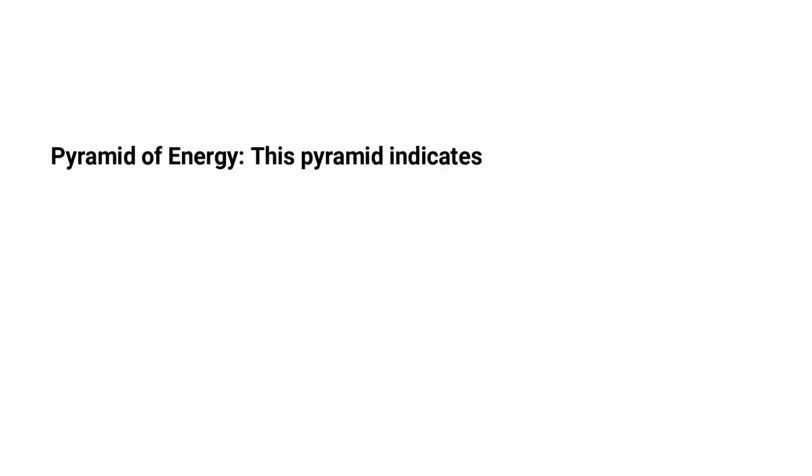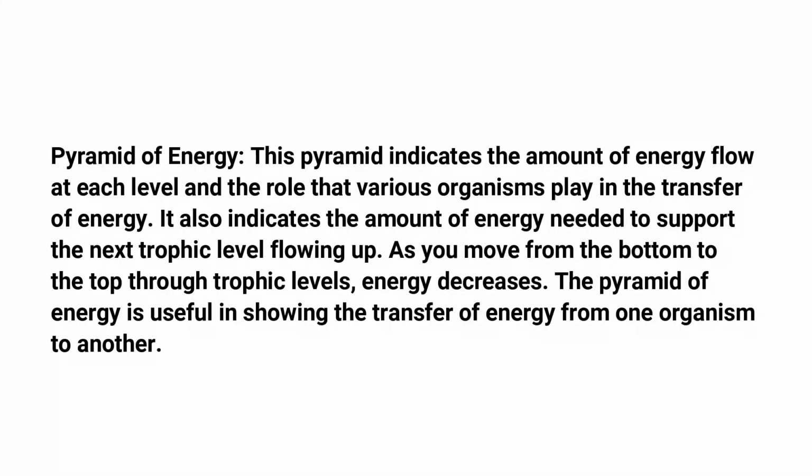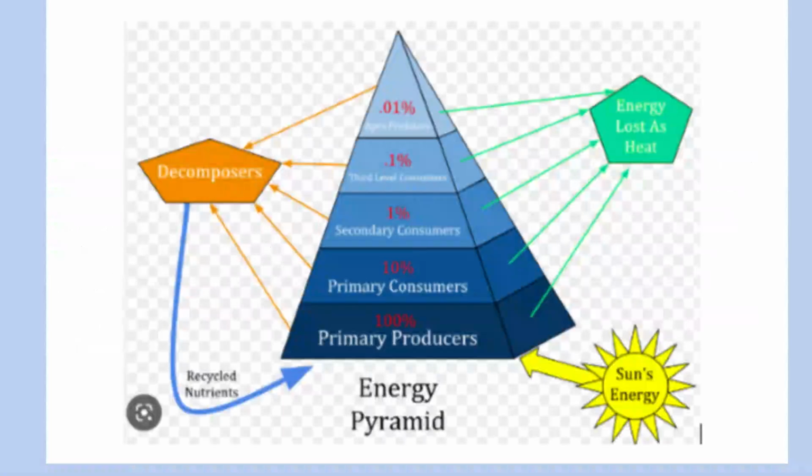We have pyramid of energy. This pyramid indicates the amount of energy flow at each level and the role that various organisms play in the transfer of energy. It also indicates the amount of energy needed to support the next trophic level flowing up. As we move from the bottom to the top, through our trophic levels, energy decreases. The pyramid of energy is useful in showing the transfer of energy from one organism to another.